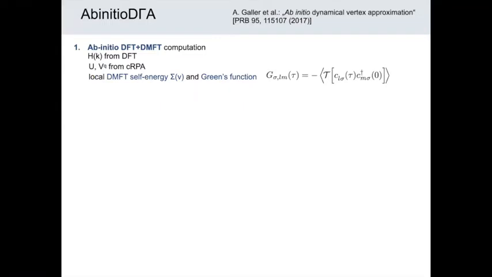So in ab initio DΓA, what I start from is basically an ab initio DFT plus DMFT calculation. And there, from the DFT, I get the one electron part of the Hamiltonian, and also the Coulomb interaction, the local Coulomb interaction and the non-local Coulomb interaction. I can calculate from first principles, for example, by using constrained random phase approximation. And then by doing the DMFT calculation, I get the DMFT self-energy of the material and the one particle Green's function that's written here in terms of creation and annihilation operators.